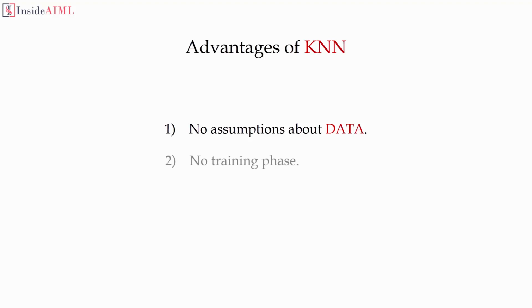Second comes no training phase. This is one of the biggest advantages of KNN, that it has no training phase. As soon as you provide it with the data, the model will be ready to carry out the predictions. This is really helpful when we are short on computational resources. Even though it has no training phase, it is highly accurate and very robust.